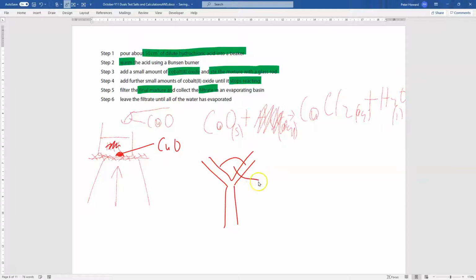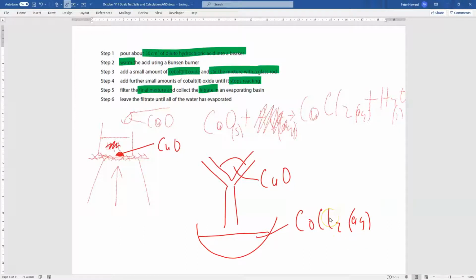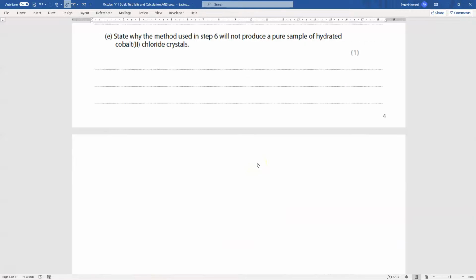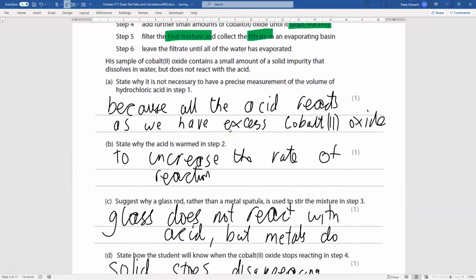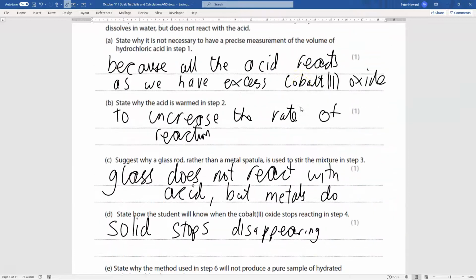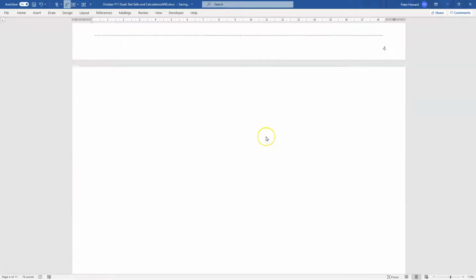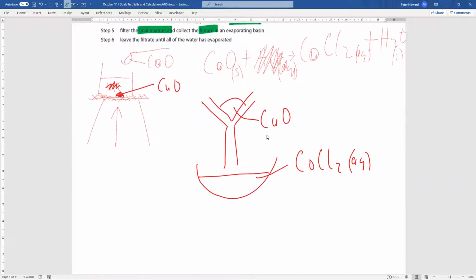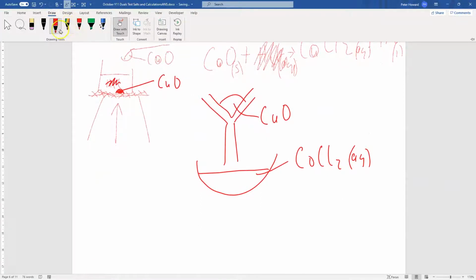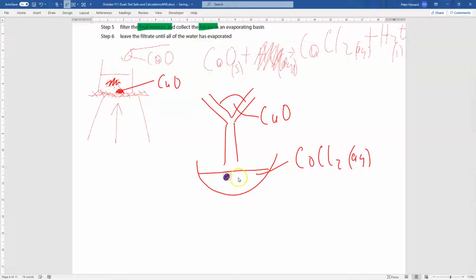And we'll filter out our excess cobalt oxide, and into our evaporating basin we'll have our solution of cobalt chloride. It tells us in the question there is a small amount of a solid impurity that dissolves in water but does not react with the acid. So if we look at this, let's put some colour random specks in here. We've got two specks here of some impurity.